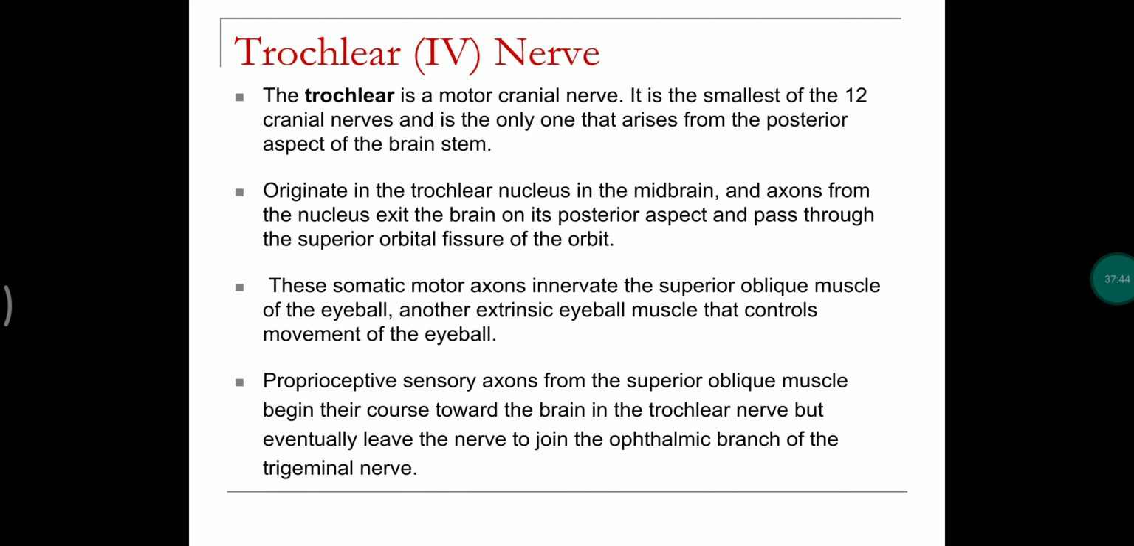And the fourth one is the trochlear nerve. Trochlear is a motor nerve which is the smallest of all cranial nerves, originating from the trochlear nucleus of the midbrain, which helps in the movement of the eyeball. The extrinsic muscles of the eyeball are controlled by this trochlear nerve.